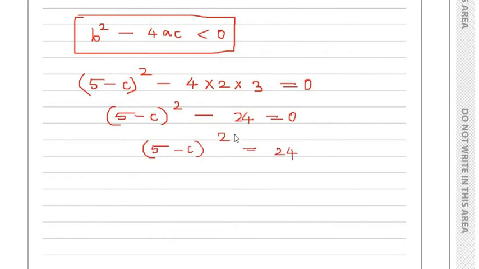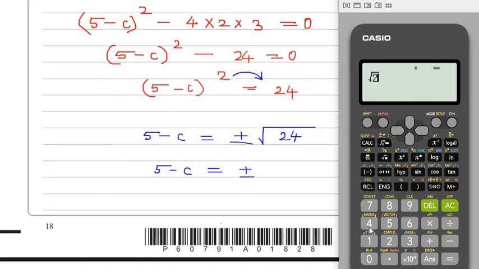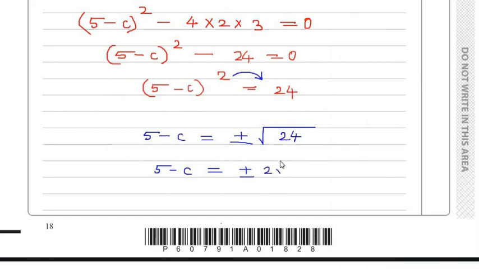Now I am transferring the square to the other side, so it becomes 5 minus c is equal to plus or minus square root of 24. Remember, when a square goes to the other side of the equal sign, it turns into plus minus square root. Now we have 5 minus c equal to plus or minus, let us check how much is the square root of 24. It gives us 2 root 6. So plus minus 2 root 6.